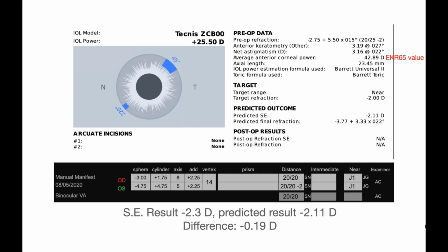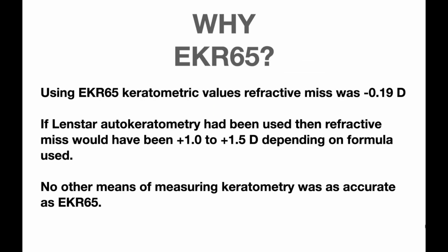You can see it does a nice job of avoiding hyperopia. As a matter of fact, it's slightly myopic in its result compared to normal. We've seen this over several cases where it is ever so slightly myopic, which is fine. I'll take that. And these keratoconus patients, they're used to that. So for the EKR-65 keratometric values, I would have had a hyperopic result otherwise. No other means was more accurate in measuring keratometry than the EKR-65 in a keratoconic cornea.